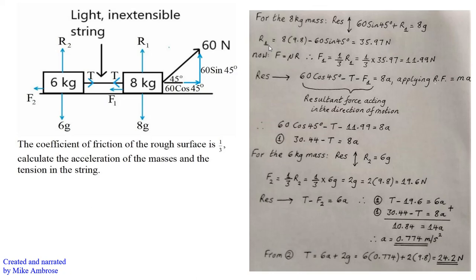Now we have found R1, we can find the frictional force acting upon the 8 kilogram mass, which is F1. Using this equation here, frictional force equals mu, the coefficient of friction of the surface, which in this case is 1/3, times the normal reaction. Therefore F1 equals 1/3 times R1, which gives the frictional force acting upon the 8 kilogram mass of 11.99 newtons. Now resolving horizontally to the right for the 8 kilogram mass, the only force acting to the right on the 8 kilogram mass is 60 cos 45, and in the opposite direction, which means to take away, F1 and T.